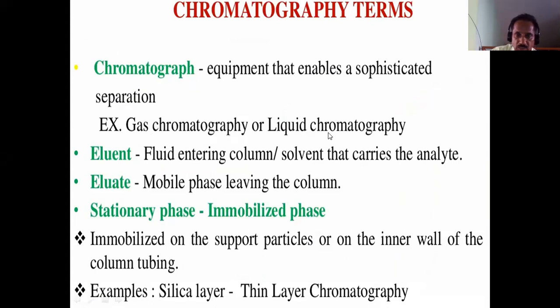Gas chromatography or liquid chromatography. Another word is eluent: the fluid entering the column, or the solvent that carries the analyte, or the solvent that separates the analyte, is called the eluent. And eluate is the mobile phase leaving the column. The stationary phase is also called the static phase or immobilized phase, immobilized on the support particles or on the inner wall of the column tubing.